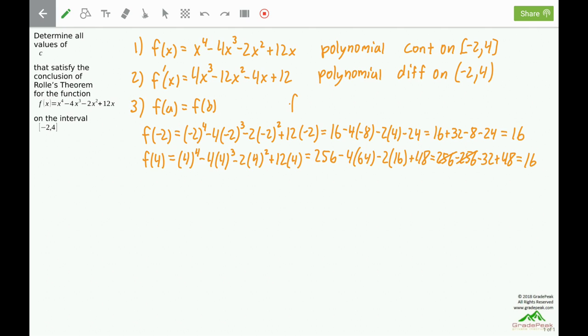We do have that f at the left endpoint, -2, does equal f at the right endpoint, 4. So condition 3 holds true. All three conditions hold true here, and Rolle's theorem does apply. Rolle's theorem says the slope of the tangent line evaluated at some value c will equal, according to the mean value theorem, the slope of the secant line connecting the endpoints, f of b minus f of a over b minus a.